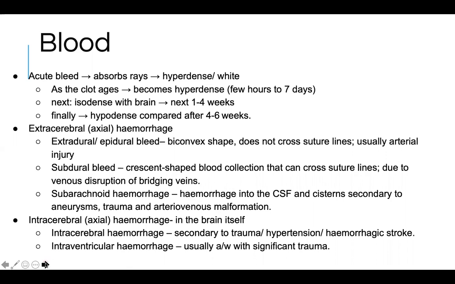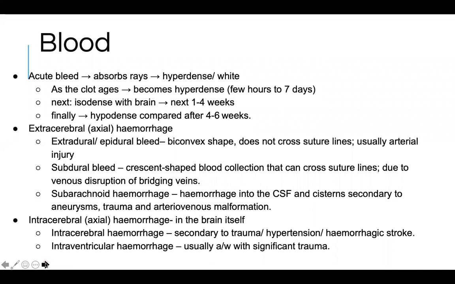Then a subdural bleed. This is generally a crescent-shaped collection of blood. It can cross the suture lines, and it's generally due to venous destruction of the bridging veins. So generally an elderly person with brain atrophy who has head trauma is most likely to have a subdural bleed. A subarachnoid hemorrhage is hemorrhage into the cerebrospinal fluid or CSF and the cisterns, secondary to a ruptured aneurysm, trauma, or a ruptured AVM, arteriovenous malformation.